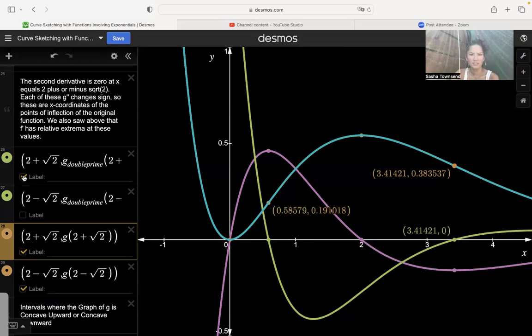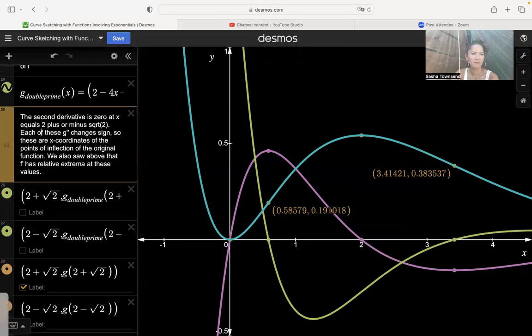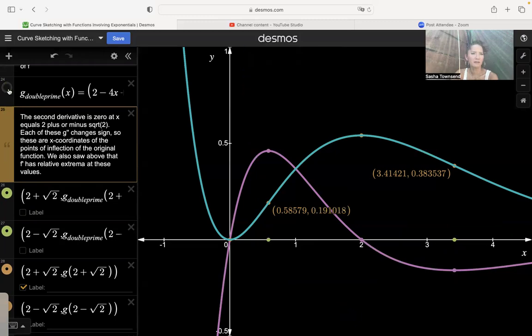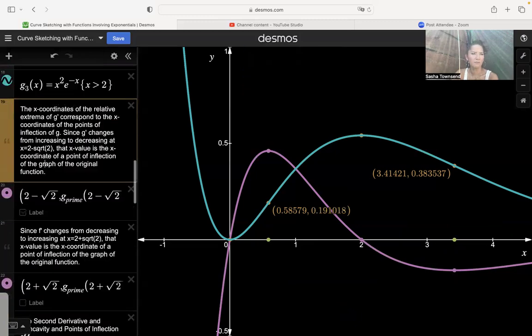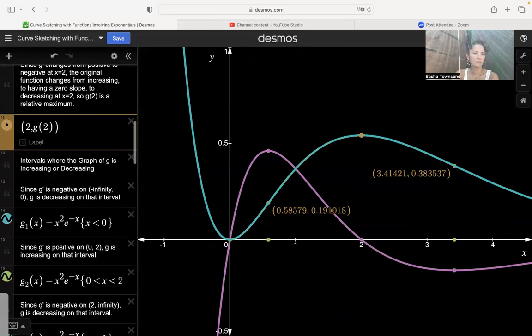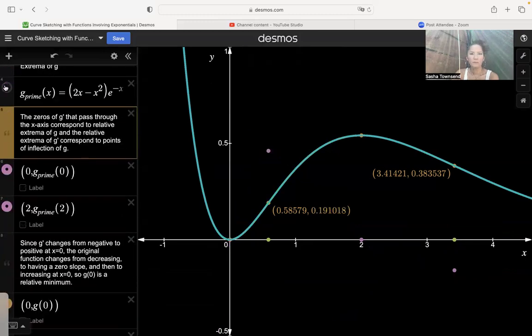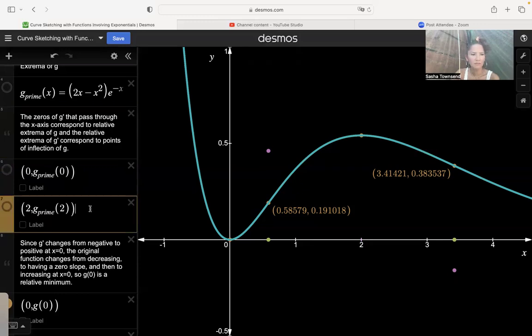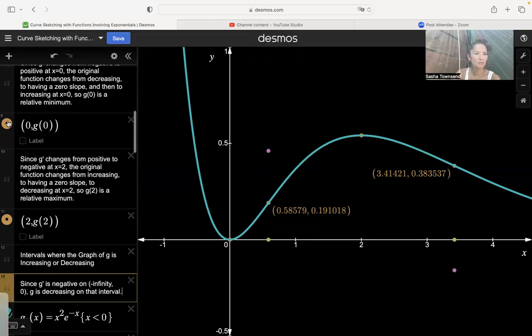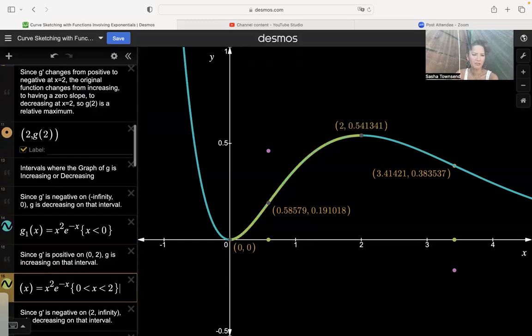Now, if I stop labeling those zeros, then maybe let's get rid of the graph of the second derivative and the first derivative now. We see the original function. And we see all those interesting points on the original function as well.